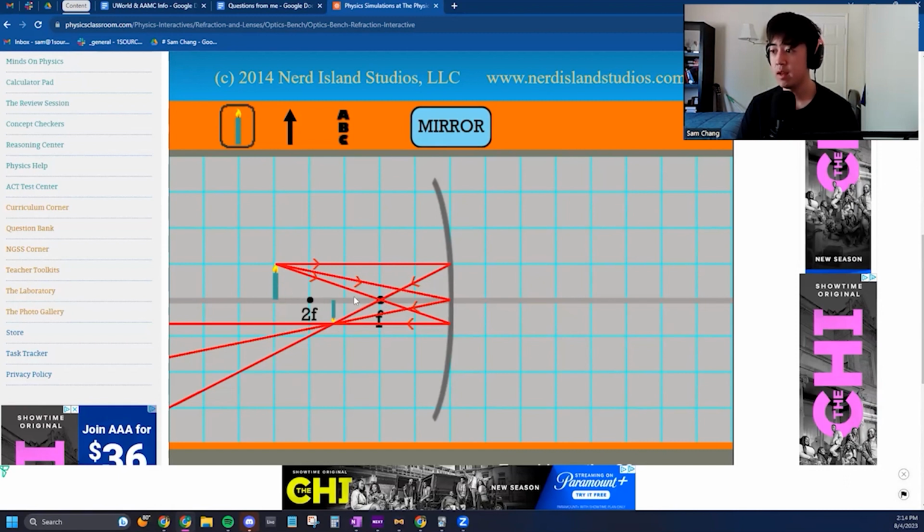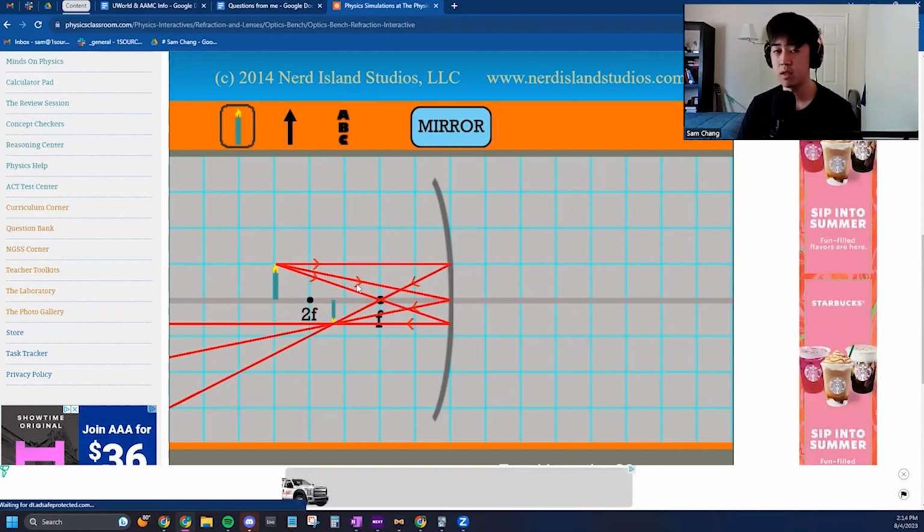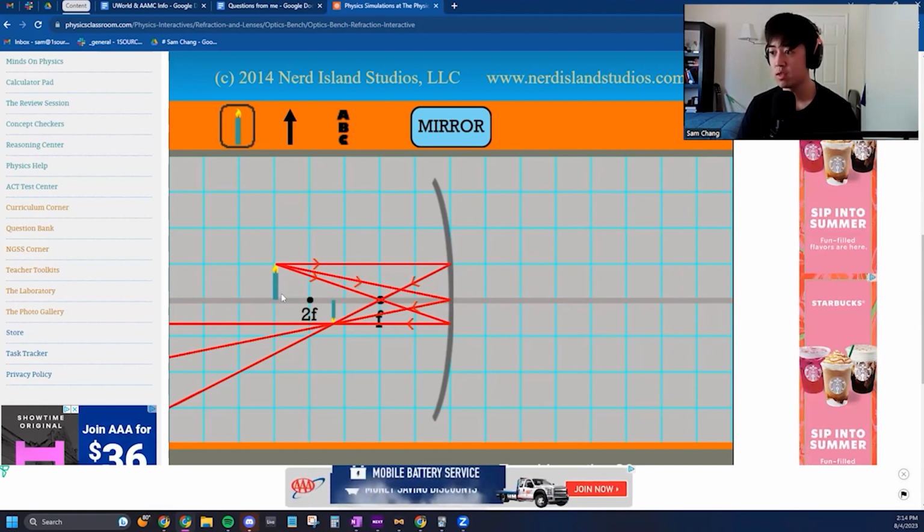Honestly, you don't even need to draw all 3. You can just draw 2 of them, and that's going to be sufficient for you to find where the image is. But those are the 3 that are possible. So you can just pick 2 that you like and memorize those in case you ever need to do ray tracing.